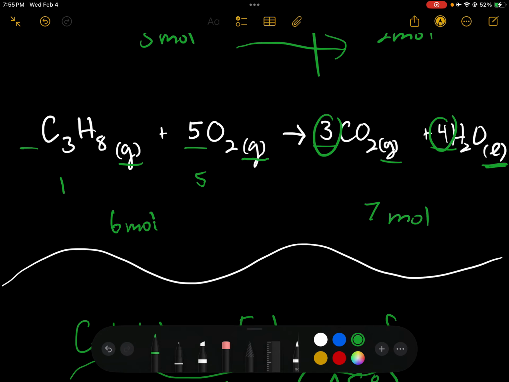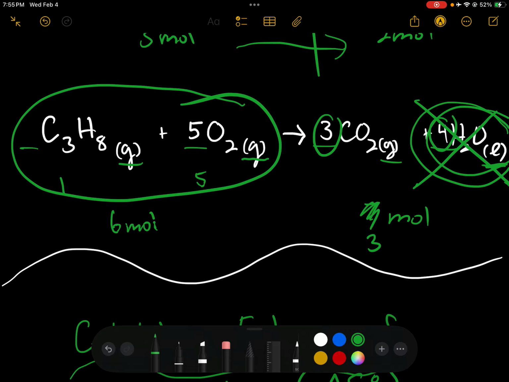However, since the water is liquid, it counts for much less chaos than the gases do. So we can basically ignore that water entirely, meaning that there's only 3 moles of gas on this side, which makes the left side of the reaction far more chaotic than the right side. So we would also say that this reaction has a negative delta S value because we are going to lose chaos when we move from left to right.